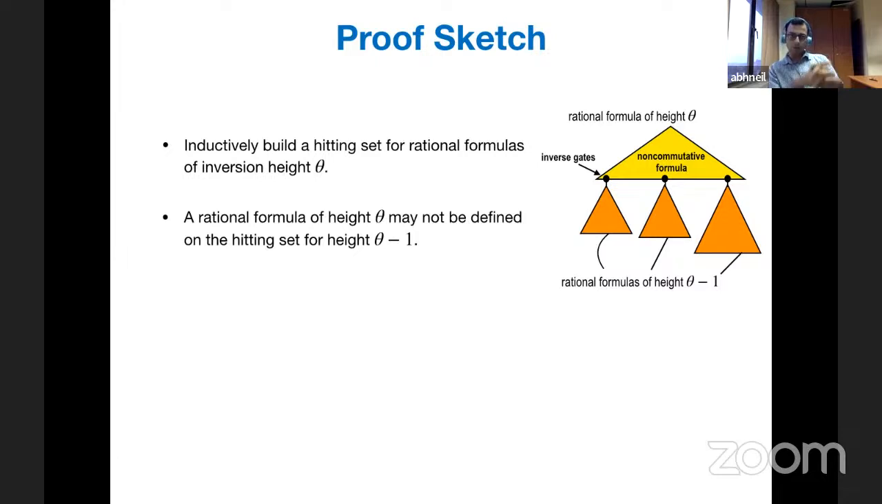So we want to inductively build a hitting set for every height theta. Some induction we want to carry out. But notice that even if you have a hitting set of height theta minus 1, that means all these orange subformulas give you some non-zero value, but it doesn't ensure that on the inverse gate they are defined, because it may happen that the non-zero matrix that you got is not invertible. So you cannot guarantee that the rational formula of height theta is defined on a point of the hitting set of height theta minus 1. There we face a problem in carrying out the induction.